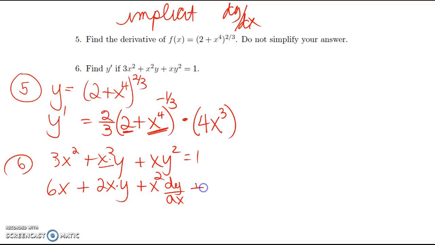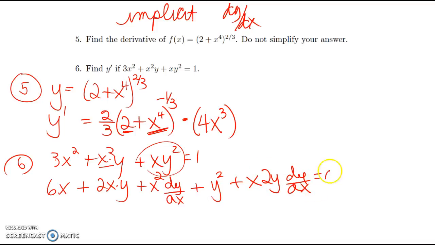Now, product rule on this piece. Derivative of x is 1, y squared plus x times the derivative of this, which is 2y dy dx, equals 0, right? The derivative of a constant is 0. So we have two terms that have a dy dx in them, three terms that do not. So I'm going to put the three terms I have: 6x plus 2xy plus y squared.